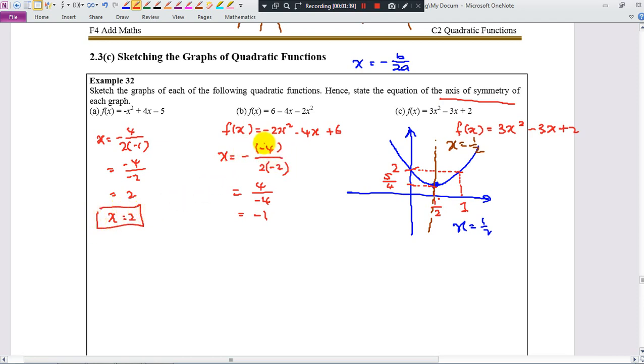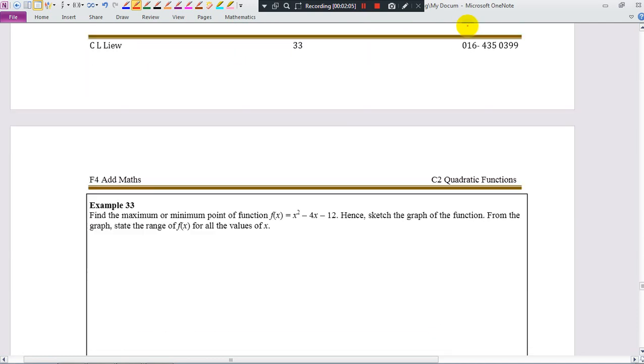So how about this one? Okay, we arrange all the terms nicely first. So this is a, this is b, this is c. x equal to negative b over 2a. So negative, negative, positive. So positive, negative, we get negative. So 4 divided by negative 4 will give you negative 1. x equal to negative 1 is the axis of symmetry. Okay, let's proceed to the next questions.